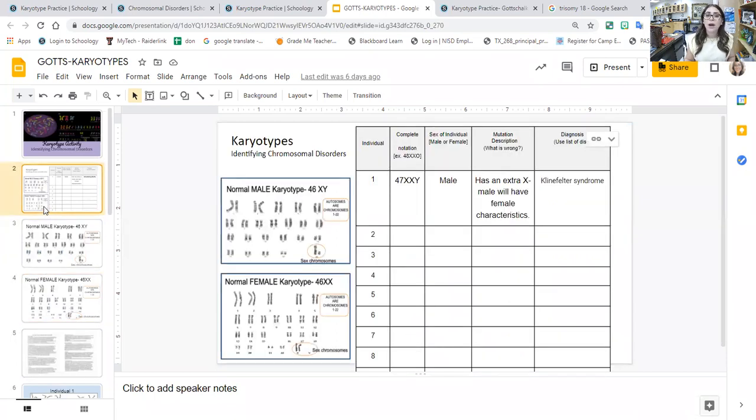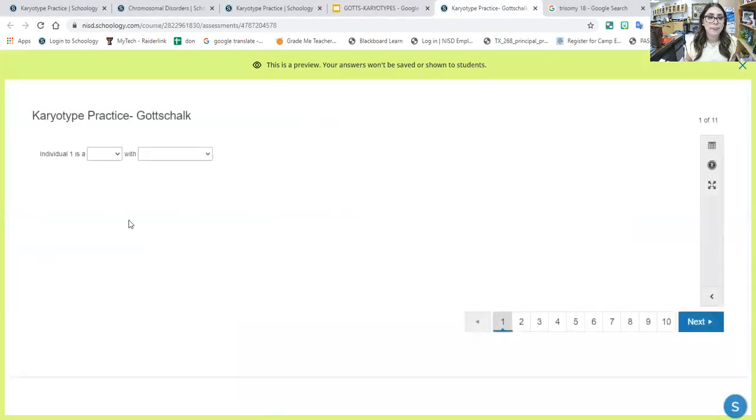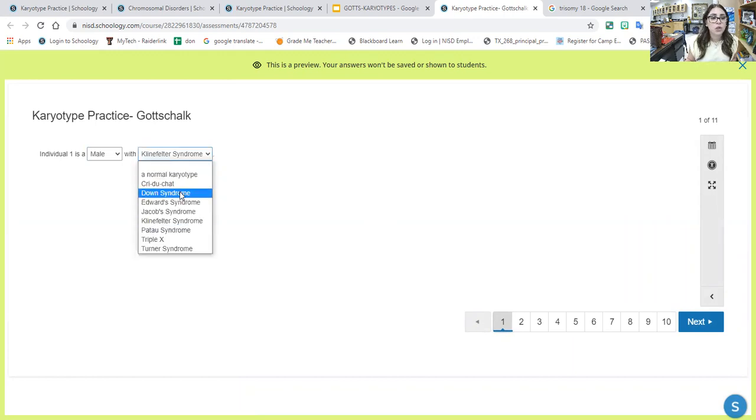So now let's talk about how we're going to submit our answers into Schoology. Once you have your individual's characteristic or mutation and syndrome and everything figured out, you're going to open up your practice and it tells you individual 1 is a, so this was a male with Klinefelter syndrome. Now I will tell you 1, 2, 3, 4, 5, 6, 7, 8, 9. There are 9 syndromes and none of them are going to be repeated. So you're going to use 1 for each karyotype.